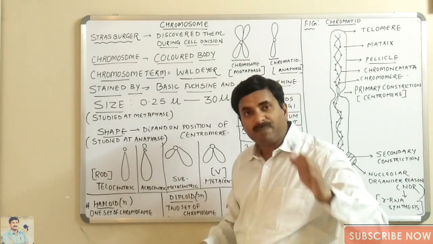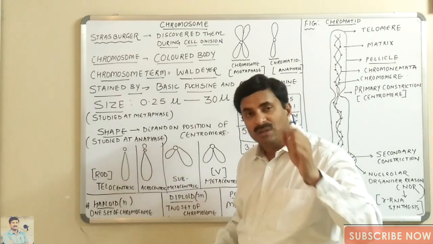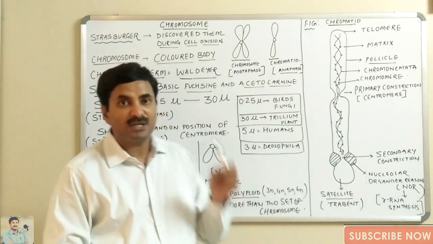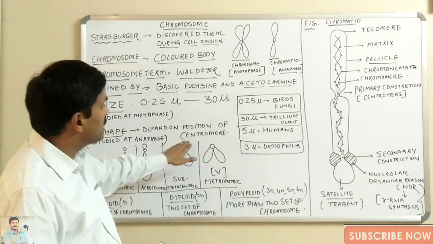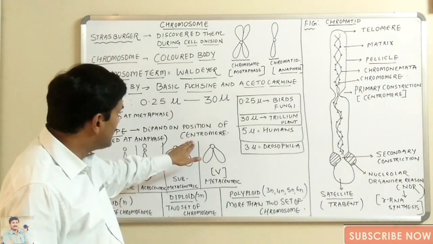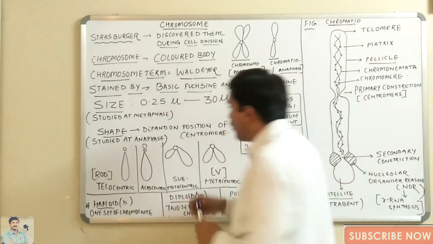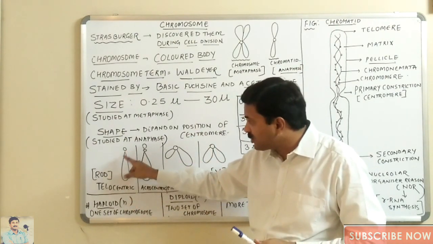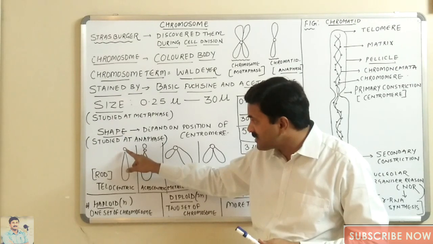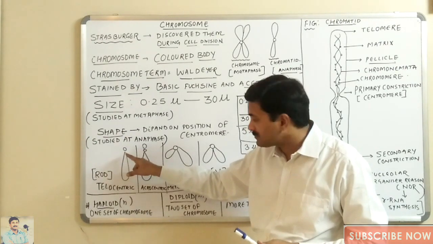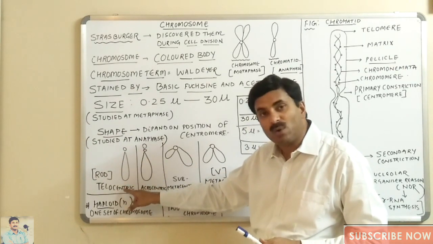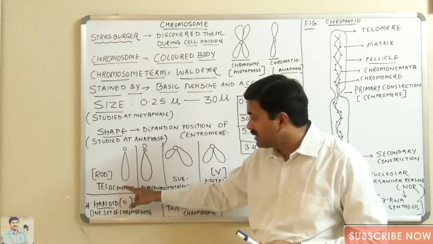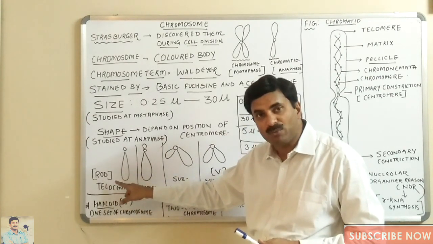Now shape depends on the position of the centromere. The shape of the chromosome depends on the position of the centromere. Okay, now what is the position of the centromere? You can see that if the centromere is present at the tip, then the chromosome is called the telocentric chromosome. This is a rod shaped chromosome.